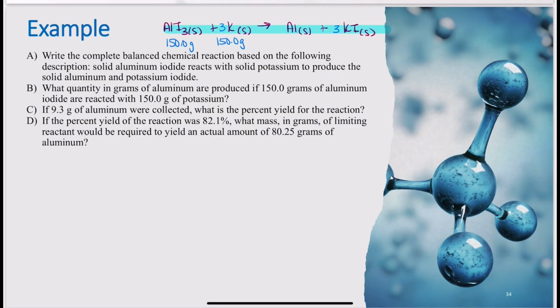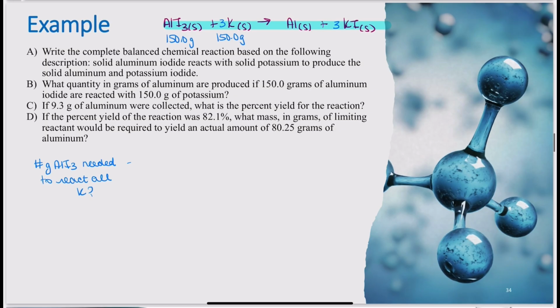I don't know what my limiting reactant is. I have no idea, but it's definitely going to control my theoretical yield. So just like before, I'm going to say, okay, well, how many grams of aluminum iodide do I need to react to all of my potassium? I have 150 grams of potassium.